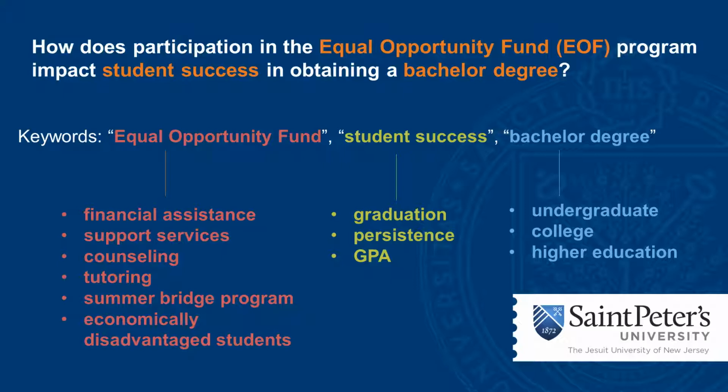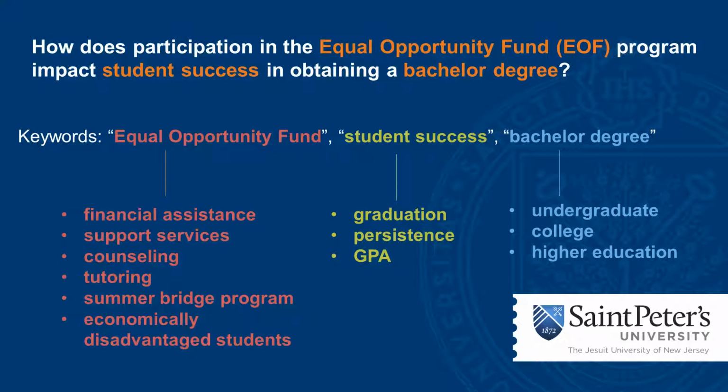But we know you can often find relevant research that looks at either similar programs or interventions, or looks at aspects of that. And in the case of Equal Opportunity Fund, since it is a scholarship program, I've suggested maybe in this example, you might search financial assistance. EOF students also receive support services through the program. They receive counseling, tutoring.